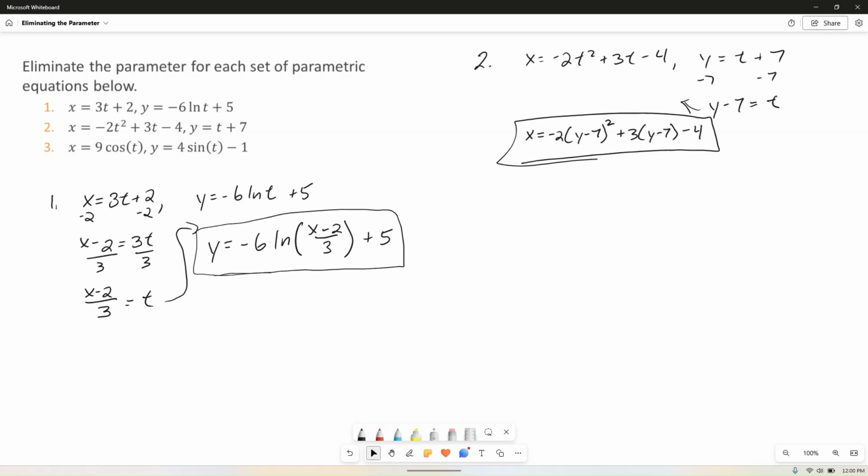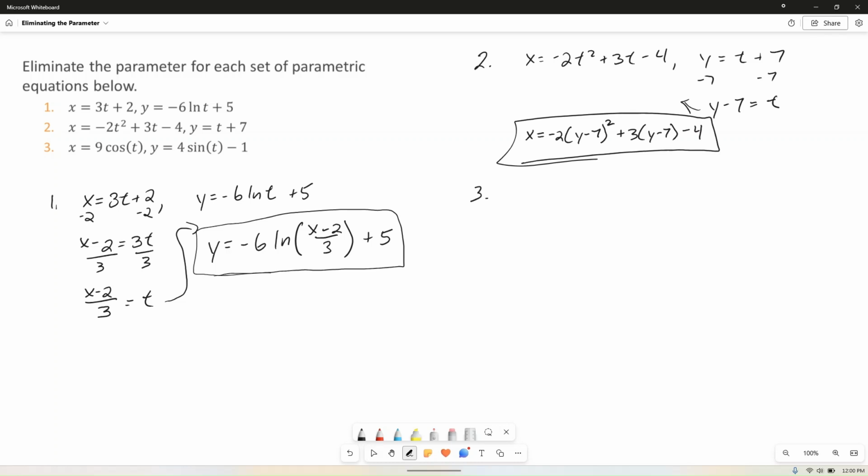All right, so again, we've looked at two examples. One example where we solved the x equation for t. The other example, we solved the y equation for t. So again, you can do it either way. Let's look at one more example. This one's going to be a little different.